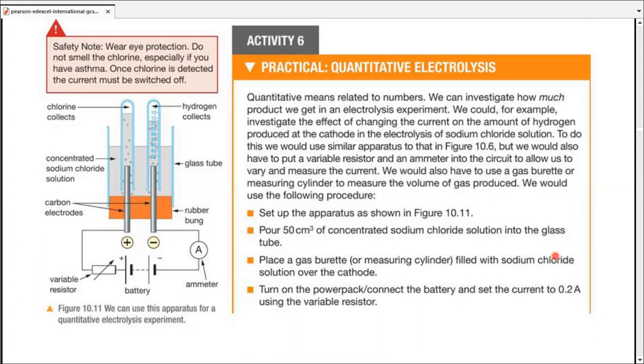But we would also have to put a variable resistor and an ammeter in the circuit that can allow us to vary and measure the current. We'll also have to use a gas burette or a measuring cylinder to measure the volume of the gas produced. So on this side, we have a simple test tube. On this side, we have a proper gas burette with all the measurements given on top of it so that we can measure the amount of gas collected.